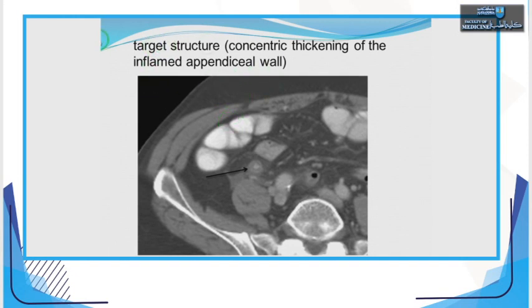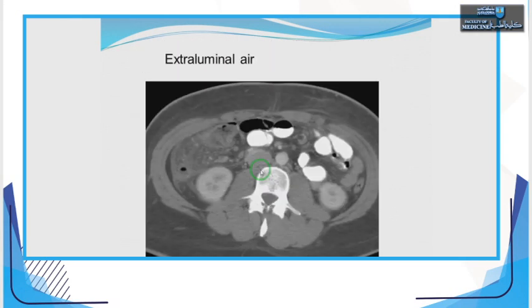This is a picture of what we call a target structure. This means a concentric thickening of the inflamed appendicular wall. If you find air outside the lumen, like here and here, this means that there has been perforation or gas-producing organism.